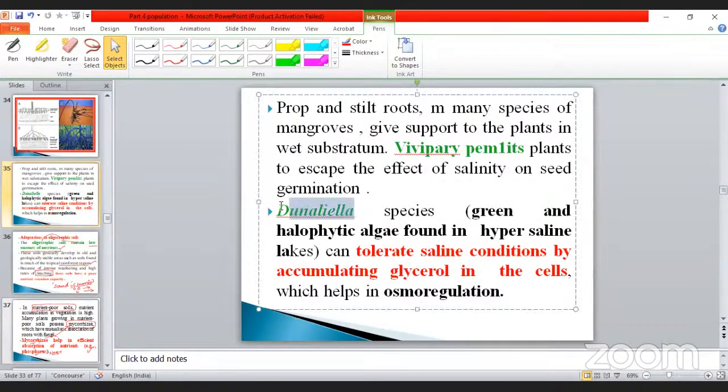Another one is called Dunaliella. So this species is a green halophytic alga found in hypersaline lakes. How will it cope? Through the presence of glycerol. Glycerol is one of the fatty acid components, a fat component, deposited in the cell. That's why osmoregulation is also very easy.